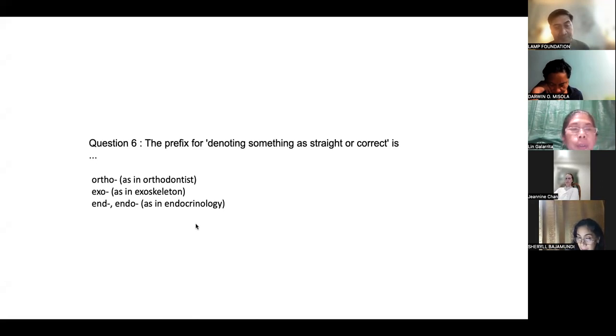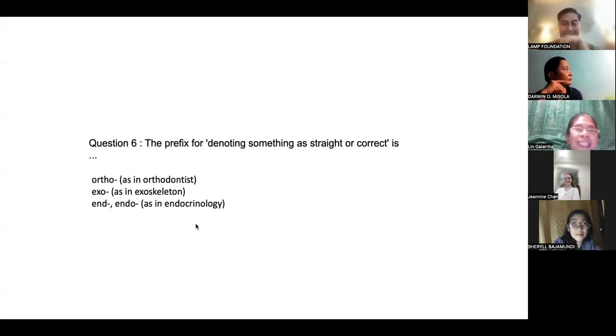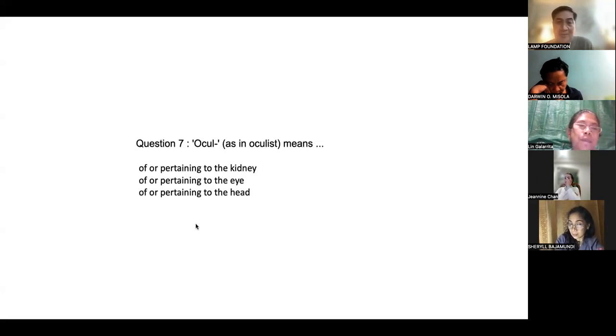Ortho as in orthodontist. What's the difference between a dentist and an orthodontist? Yung mga nag-braces. Alam ko, orthodontist. Okay, now you know. Yung straighten yung ngipin. So you don't go to a regular dentist, but you have to make sure na orthodontist siya, okay? When you want to straighten your teeth.